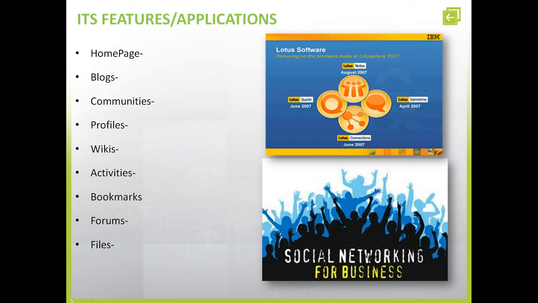Now let's go to the first one, homepage. Homepage holds all the features of IBM Connections, which are blogs till files. Blogs, communities, all those till the files are being held within IBM Connections homepage. And then you can access all these features from homepage. And moreover, you can also add or customize these features as you may wish to.